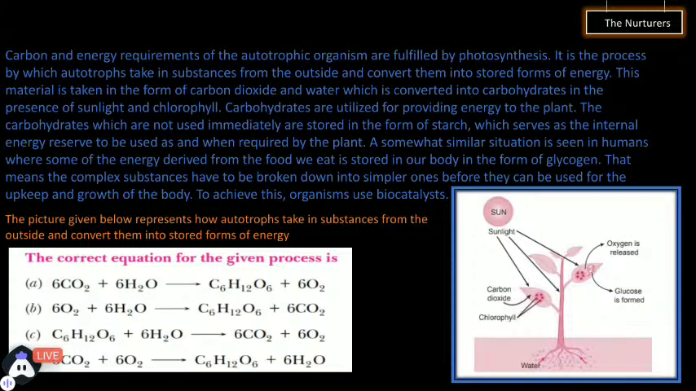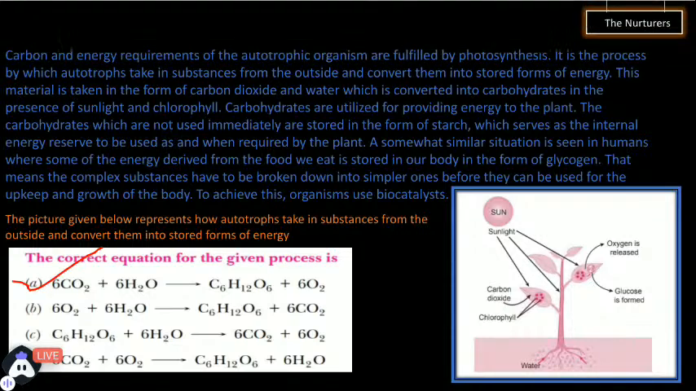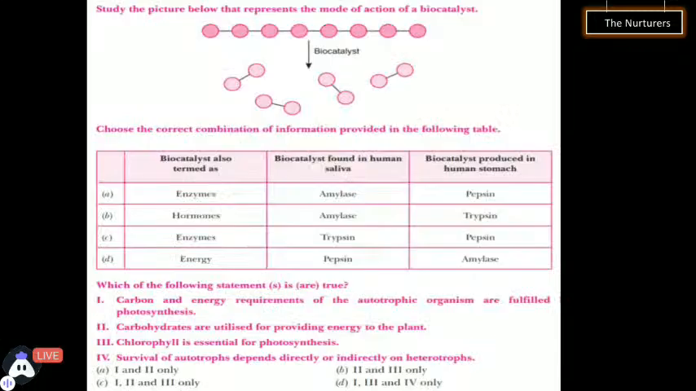Yes, the correct equation is A. What is the A equation? It is 6 carbon dioxide molecules when combined with 6 water molecules gives C6H12O6, that is our food, along with 6 oxygen molecules. So the correct equation in this particular case is the A1. Okay, proceeding to the next question.